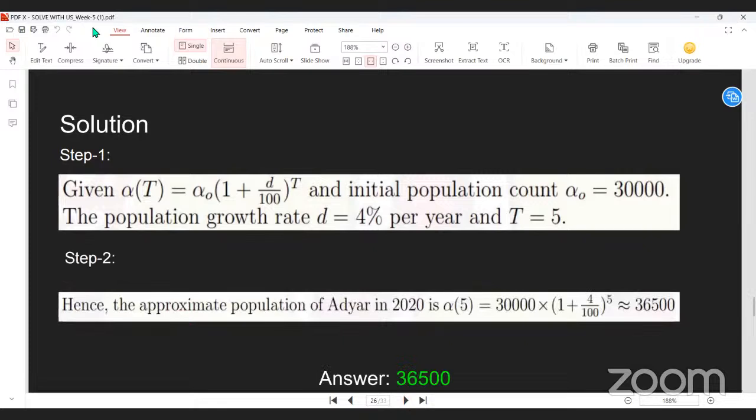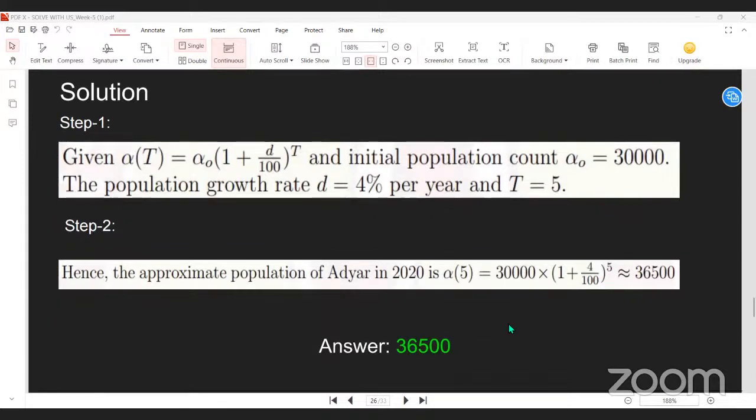Okay. So the next step is, hence the approximate population of Adyar in 2020 is alpha 5, which is 30,000 times (1 plus 4 by 100) to the power 5, right? Which we can calculate, and the answer is coming as 36,500.